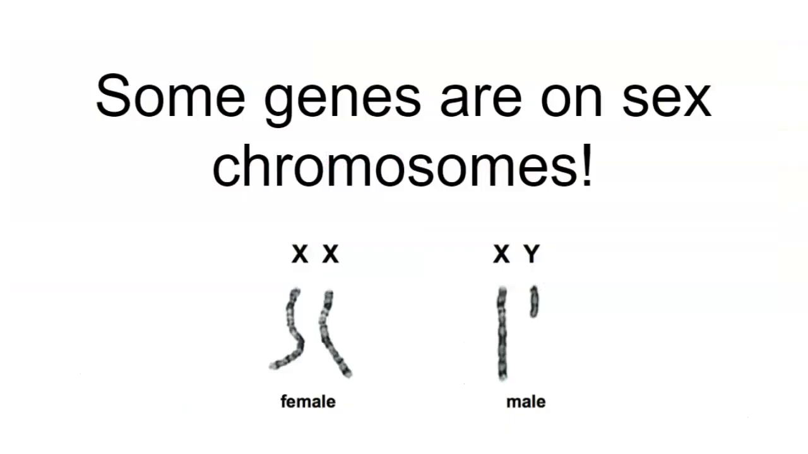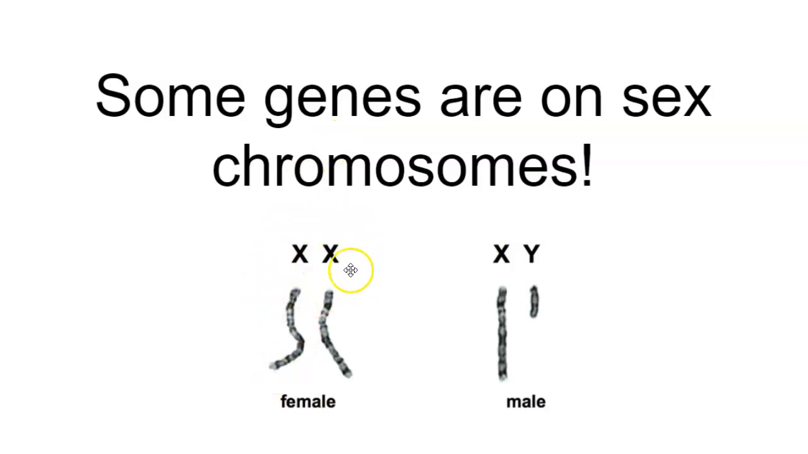So the answer is that some genes are on sex chromosomes. What are the sex chromosomes? They're the chromosomes that determine sex. And we're talking about anatomy, right? So we're talking about male anatomy and female anatomy. That's what we refer to as sex, which is different from gender. Gender is whether you identify as male or female. So some genes are on sex chromosomes.